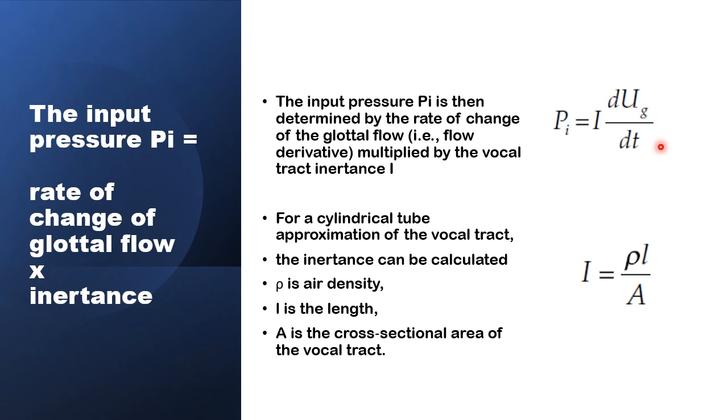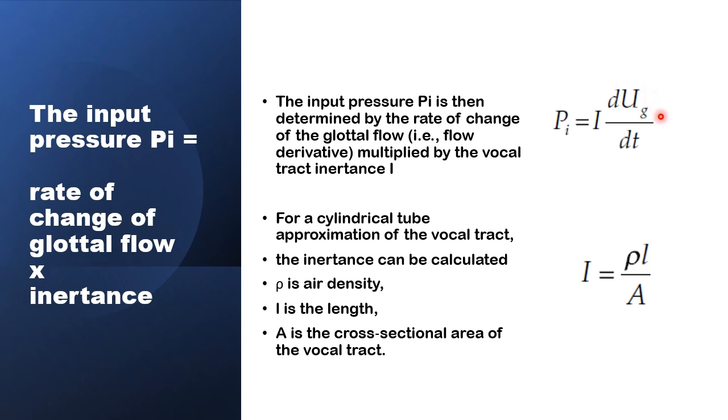The inertance of the vocal tract is in turn calculated from this equation and gives almost a fixed value because it's dependent on the density of the air, the length of the air column in the vocal tract, which is about 17 centimeters or so from the glottis to the lips, and the cross-sectional area of the vocal tract above the glottis, which is about 3.5 square centimeters or so. So this value is almost fixed, and the input pressure into the supraglottal vocal tract is dependent on the change in the glottal flow rate.